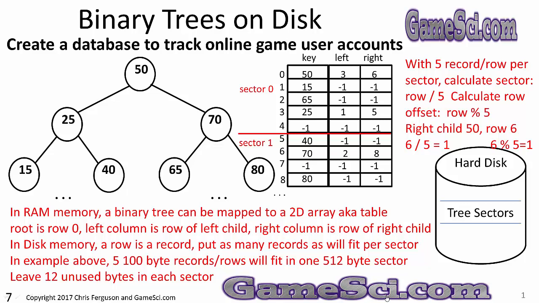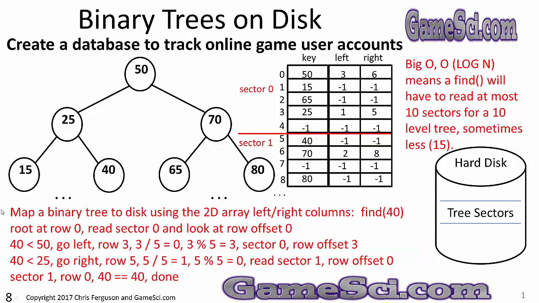Once again, the mapping to RAM is the same. You've got to do these 2 extra calculations. Map a binary tree to disk using the 2D array left and right columns. Let's find 40 in our 2D table that is mapped to the hard drive.